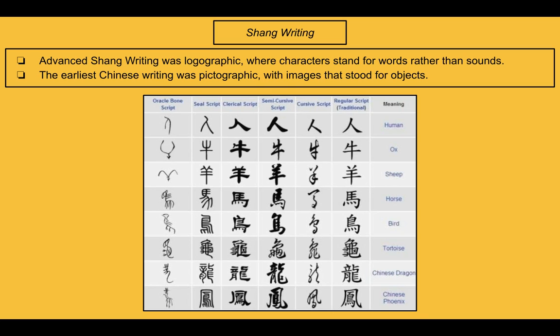We have Shang writing. So advanced Shang writing was logographic, where characters stood for words rather than sounds. But the earliest Chinese writing was pictographic, meaning that images stood for objects. So you can see here in the image how these things kind of look like what they are. Like the bird here very much looked like a bird in oracle bone script of the early Shang. Tortoise very much looks like it. And then they get more and more abstract as time goes on.